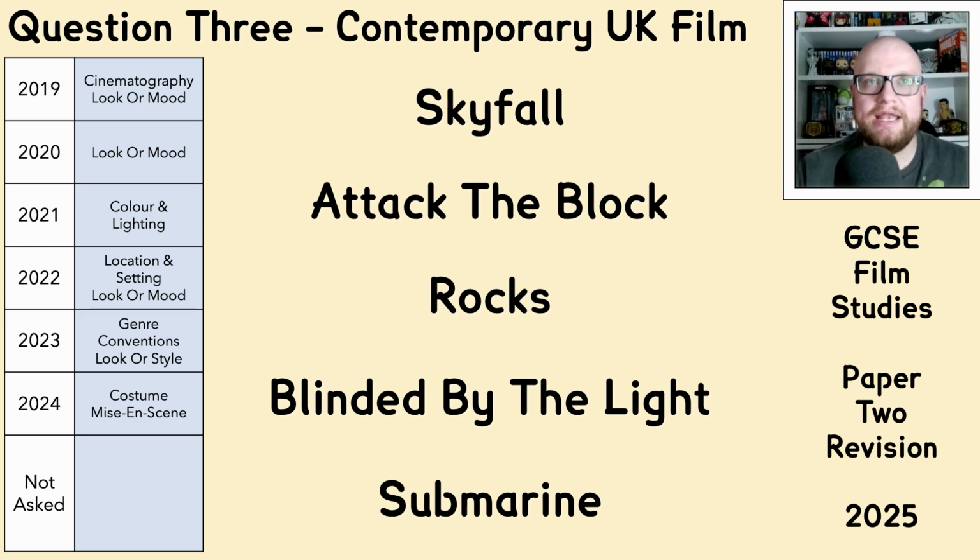So 2019 and 2020 both mentioned the look or the mood. 2021 was specifically about colour and lighting. 2022 went back to the look or the mood, but talking about locations and settings first. 2023 was about genre conventions, which I can't imagine are going to come up again for this question because, again, paper 1 had genre conventions on it this time. Look or style, again, is very similar to look or mood. And then last year was costume and mise-en-scène.